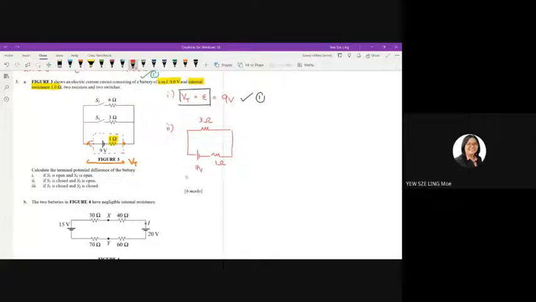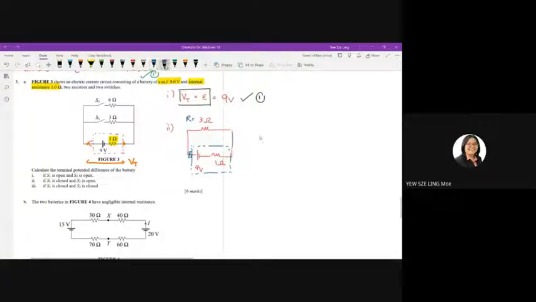So the question asks you to calculate the terminal potential difference of the battery. So you want to calculate the terminal potential. Let's say now this is your battery, because the battery includes an internal resistor. So the voltage across the battery is equal to the potential across your external resistor. Okay, the battery and this external resistor, they are connected in parallel. So they have the same terminal potential difference.